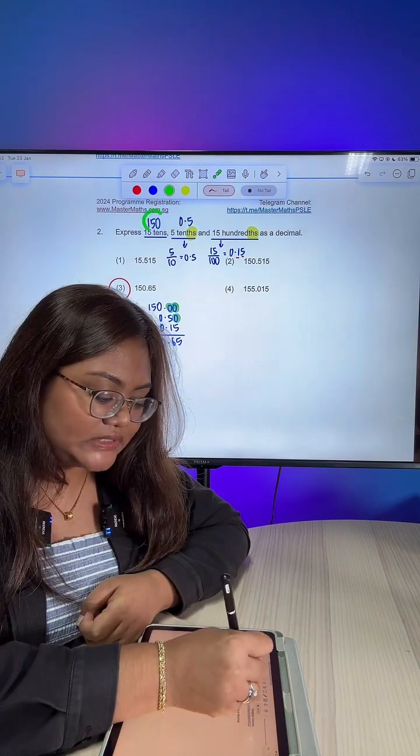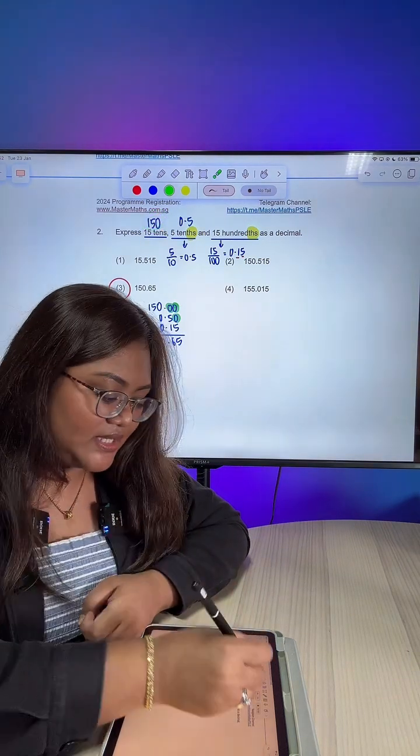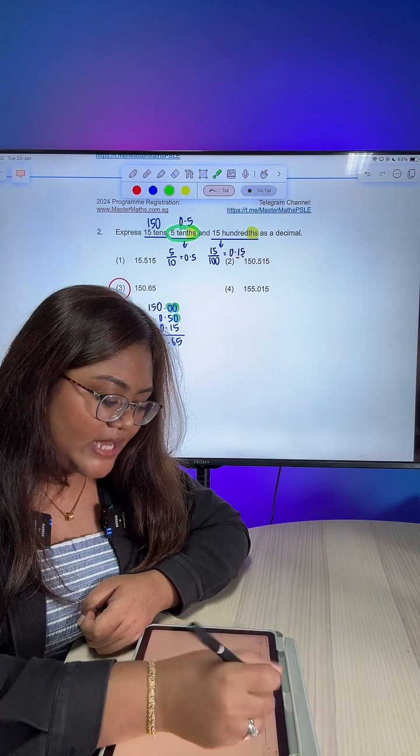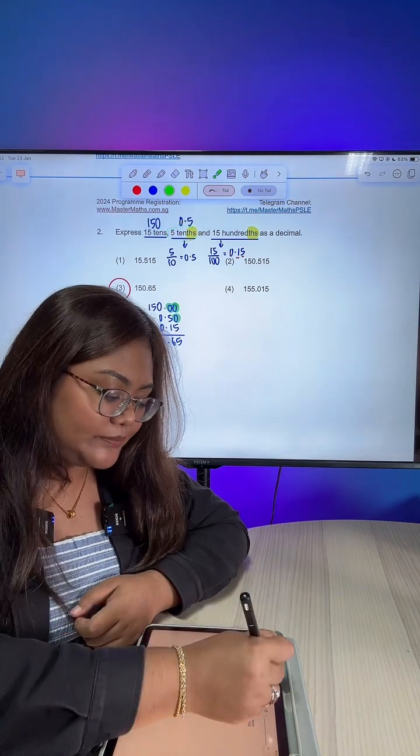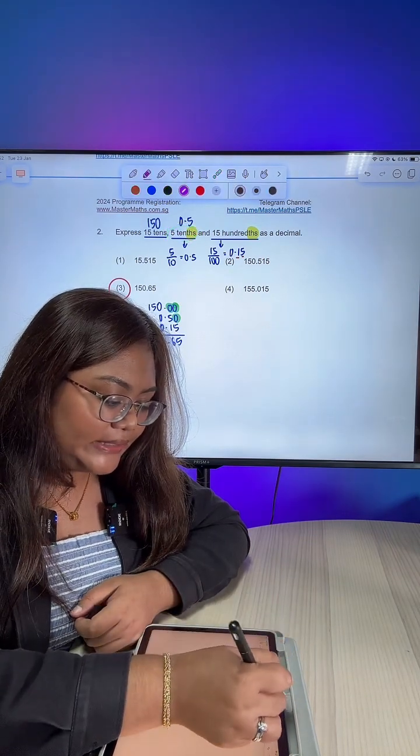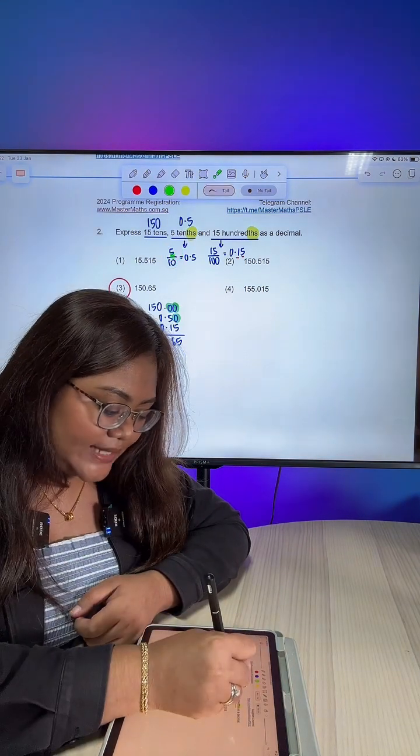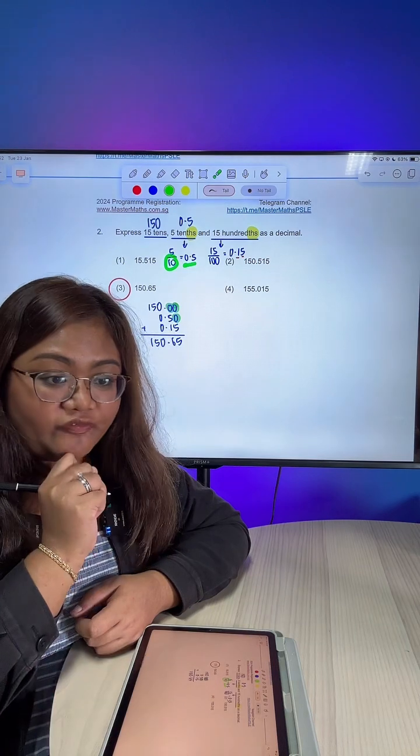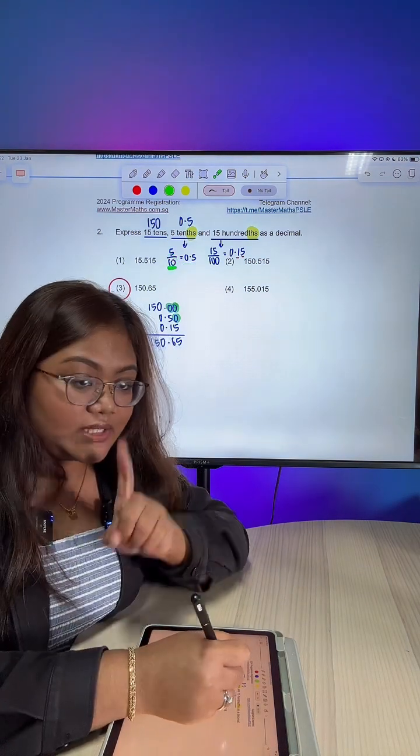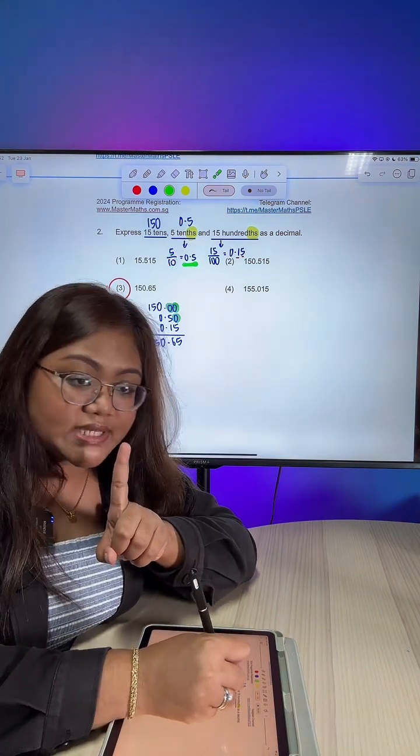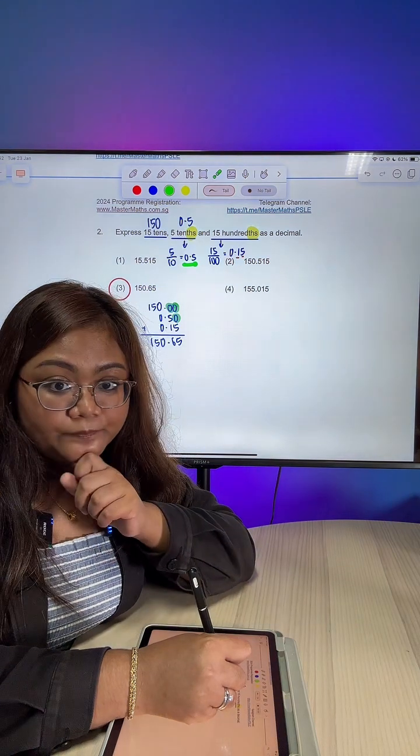Okay, 150 is gotten from 15 tenths. 5 tenths, with the "ths", means I need a decimal. Converting this into a fraction first, my denominator is out of 10. That's how I get 0.5, okay? Out of 10 means I need 1 decimal place. So that's how I get 0.5, okay?